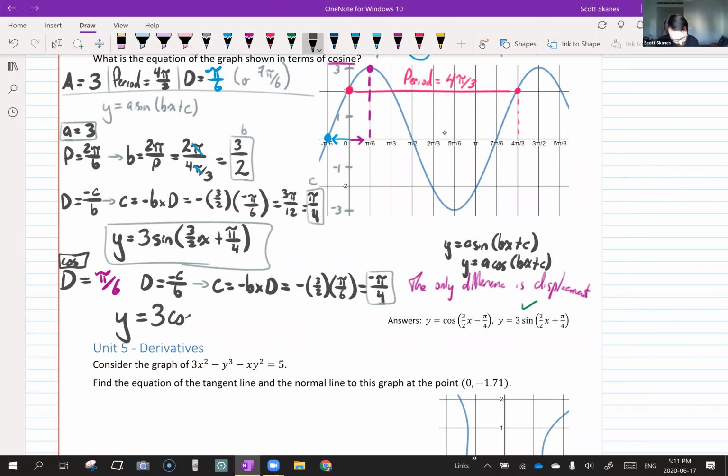A cosine B. Where's B? I just looked back up top. 3 over 2 x minus pi over 4.